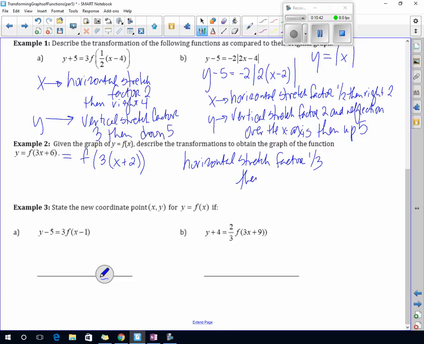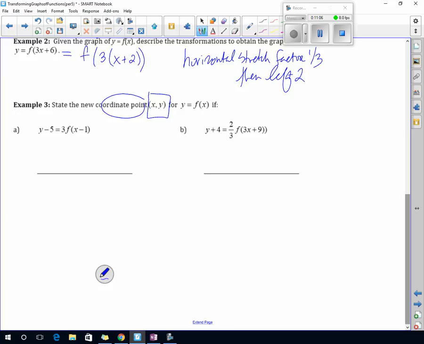Okay, this one's a little worded differently. This time we're stating the actual coordinate point. We're starting with x, y, and these things happen. What would be my new point? So you're not describing what's happening, you're coming up with a new point. So I'll help you with A and then I'll get you to work on B. So if we're talking about x, what's the only thing that happened to x in A? Yeah, I went to the right one. So my new point would be x plus 1.